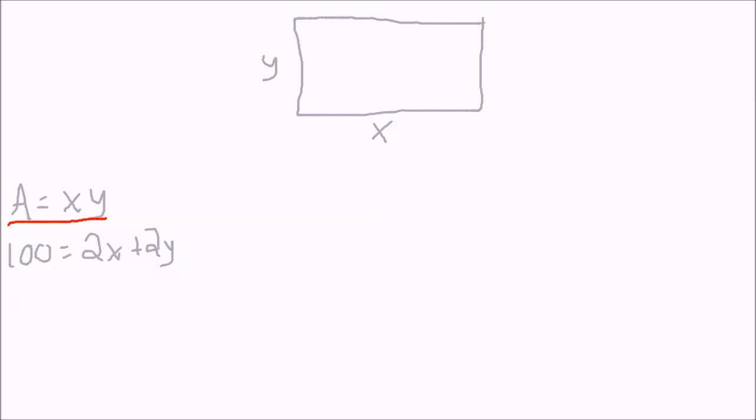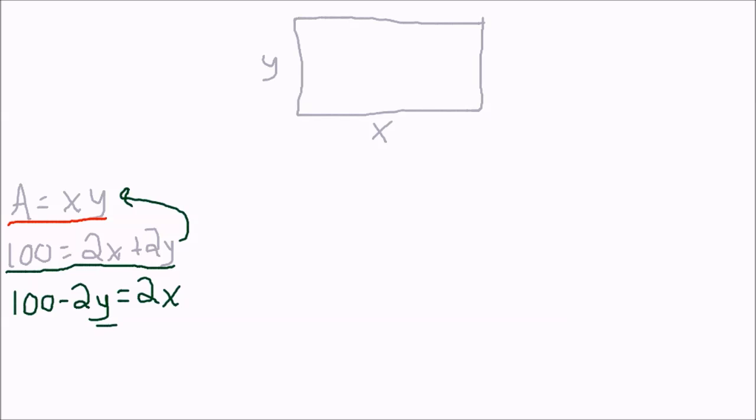So what I want to do is use a substitution from this equation, putting it into here, that will bring us down to one variable. We can just pick either x or y, it doesn't really matter which one. So let's get x by itself. We'll subtract 2y from both sides. I have 100 minus 2y equals 2x. We'll divide both sides by 2, and we'll get 50 minus y equals x.